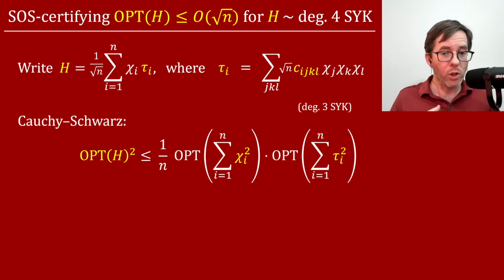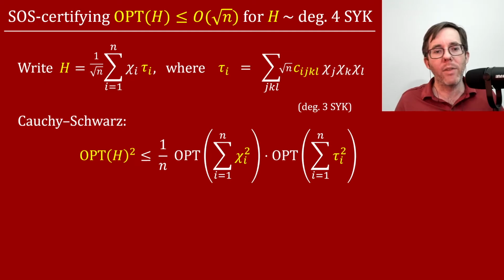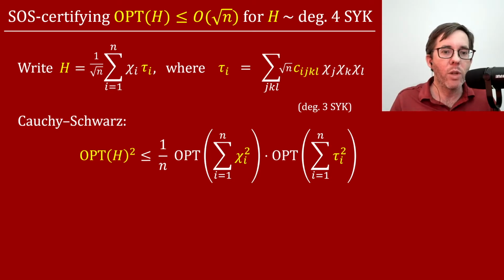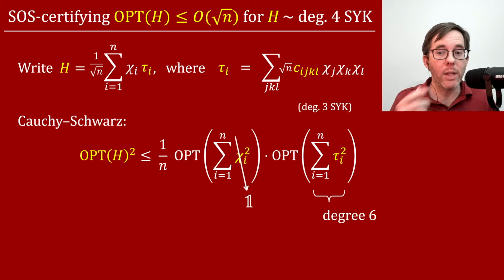We can apply matrix Cauchy-Schwarz to this summation H to conclude that opt squared, which is lambda max of H squared, is at most 1 over n, that's the square of 1 over root n, times lambda max of the sum of the chi I squareds times lambda max of the sum of the tau I squareds. Now the chi I squareds are just the identity, 1. So this first factor after the 1 over n is just n, and that cancels with the 1 over n. So really all that's left is this last expression, opt of the sum of squares of the tau I's. Now the tau I's are of degree 3, so if we square them, we get degree 6.